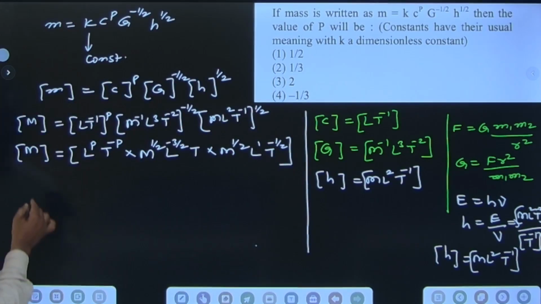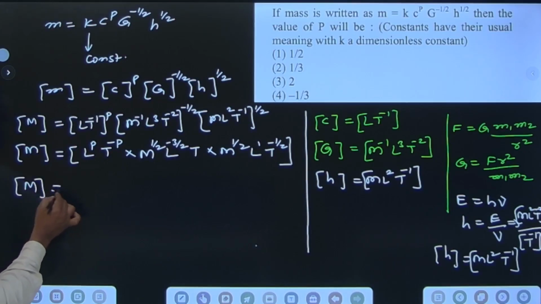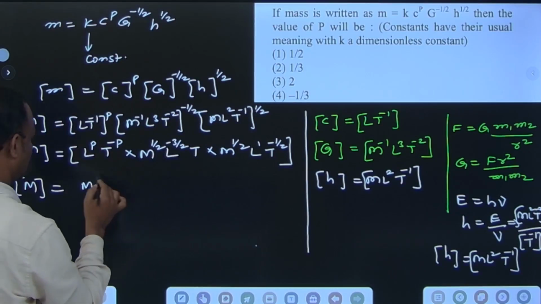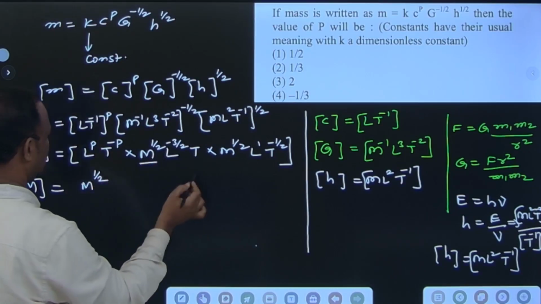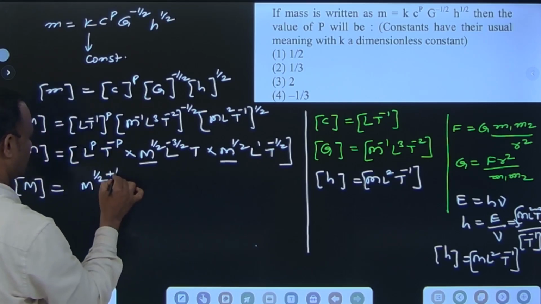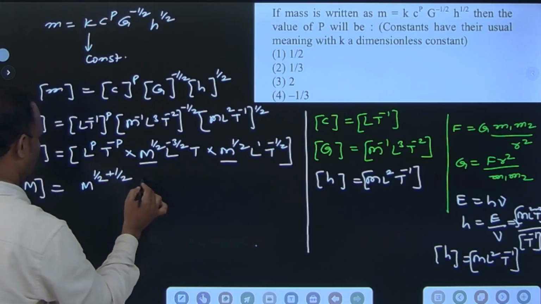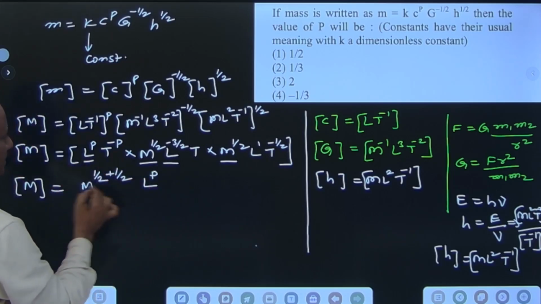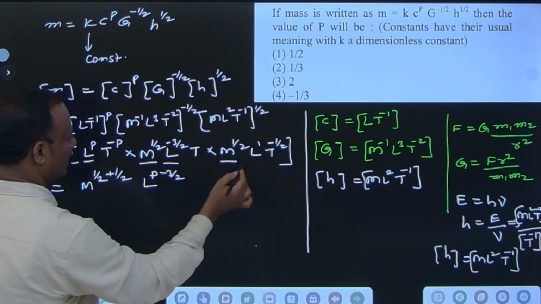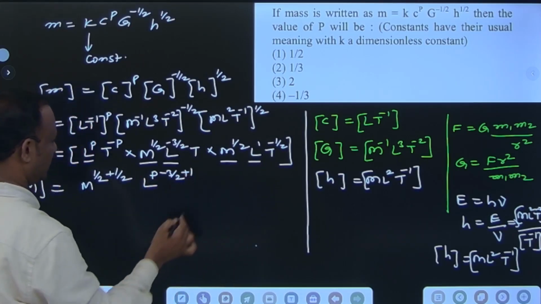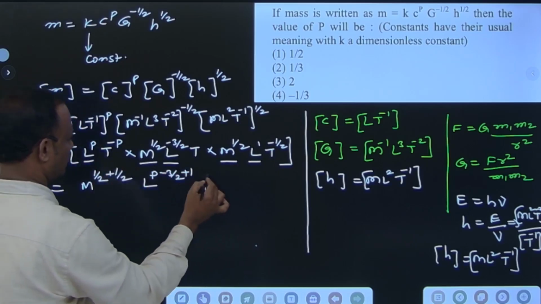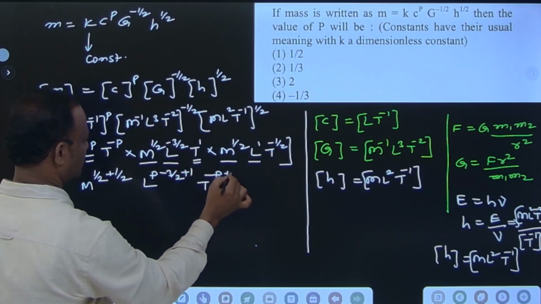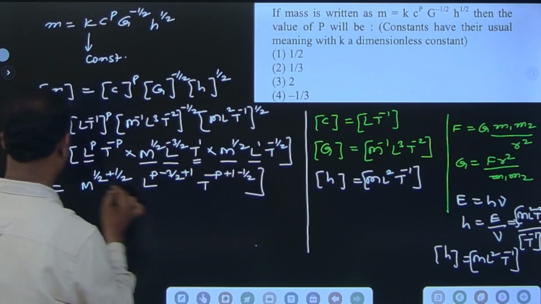So dimensionally, M is equal to M to the power of, first, 1 by 2 as it is, next plus 1 by 2, and L to the power of P, then minus 3 by 2 and plus 1. Next, T to the power of minus P, then plus 1, minus 1 by 2.